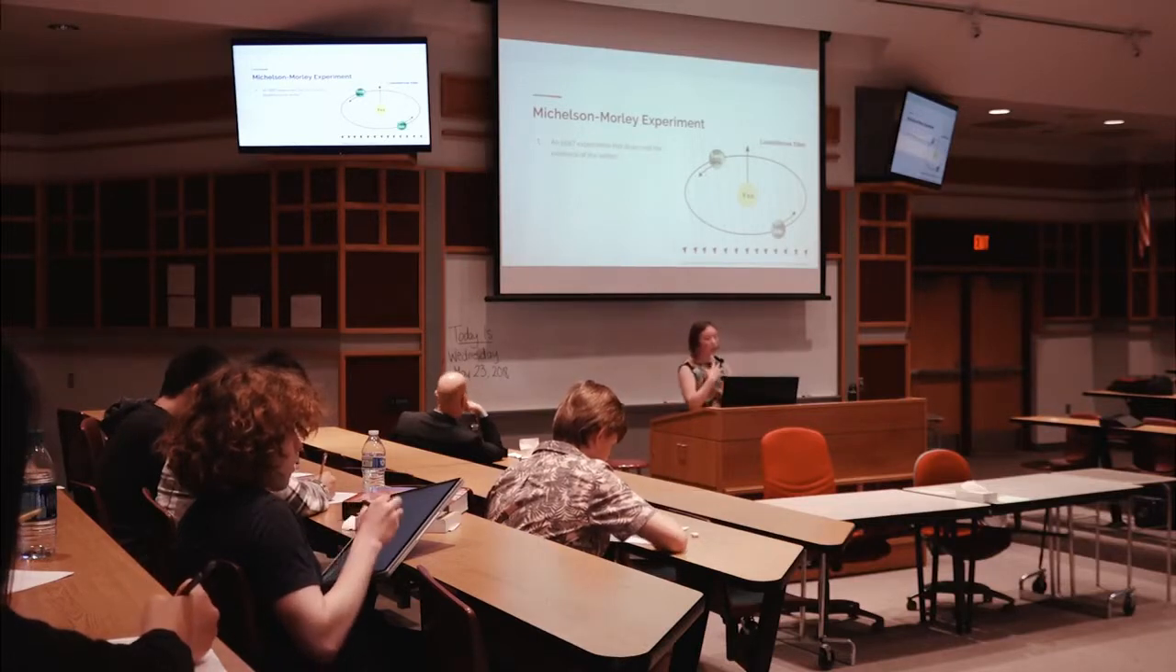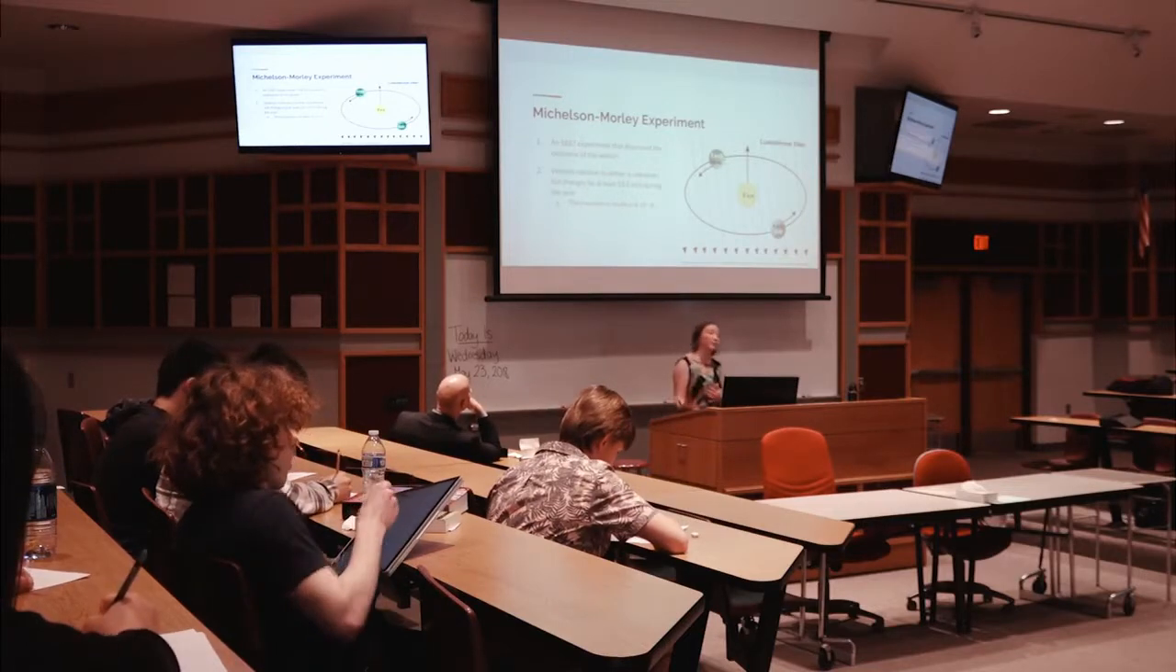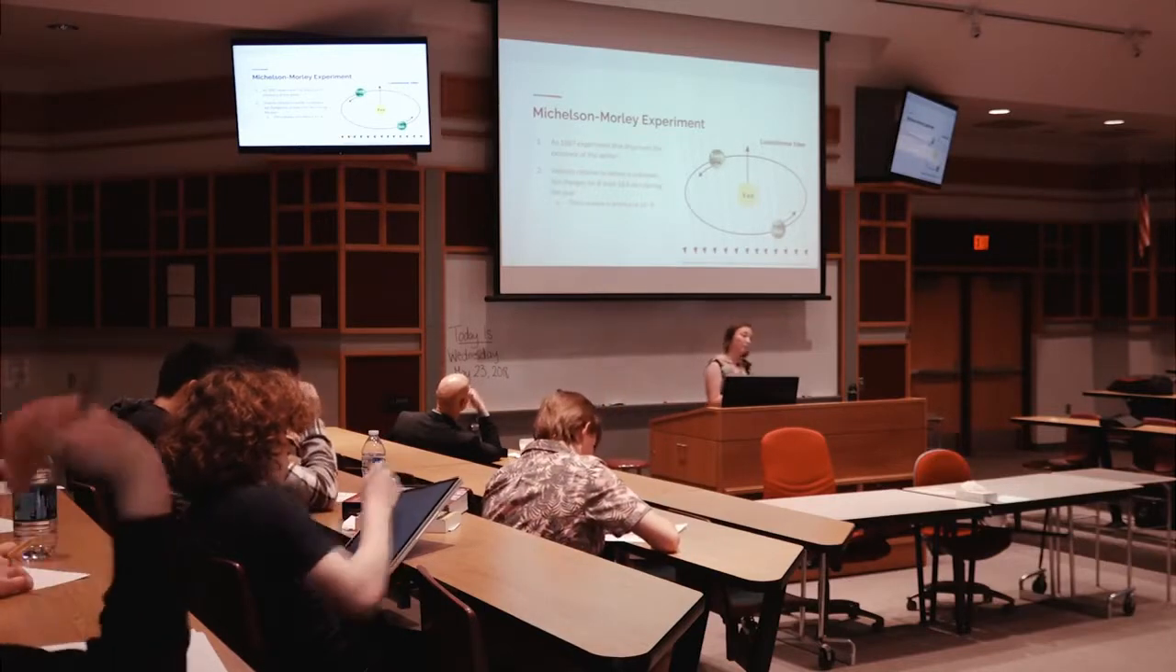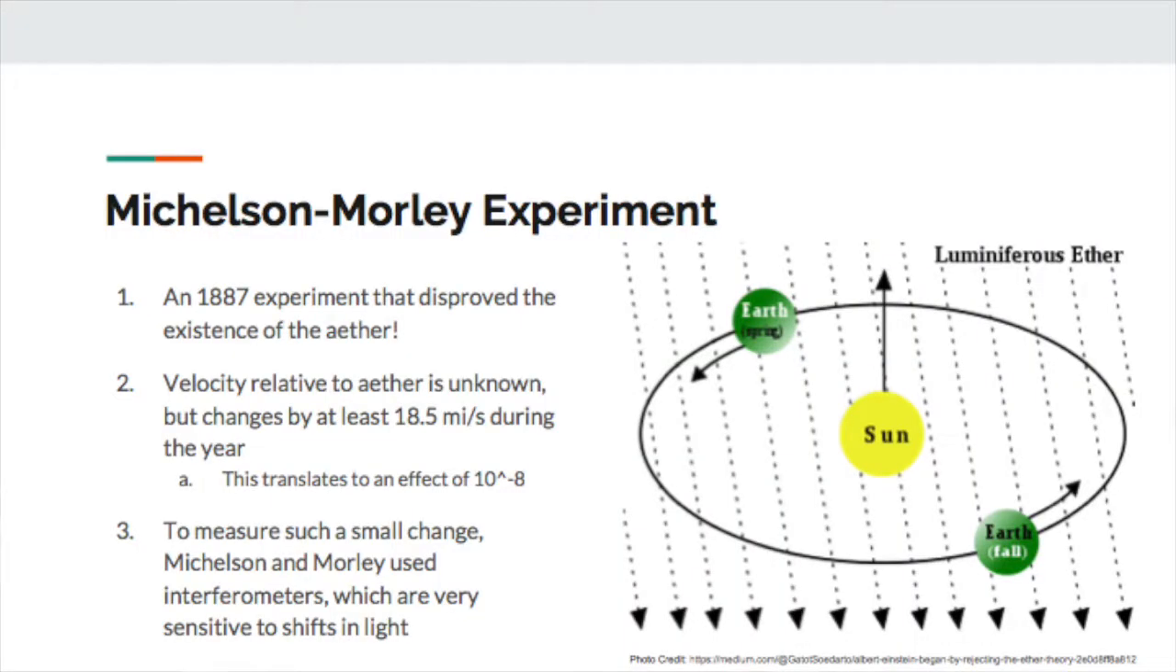So we personally are not sure of the existence of the ether, which means that if an ether exists, we don't even know our motion relative to it. However, we do know that the Earth moves in an ellipse, and we move at a speed of 18.5 miles per second on average. So our velocity, or our speed, would actually change relative to the ether by around 18.5 miles per second in a given year. So this would translate to an experimental effect of 10 to the power of -8.